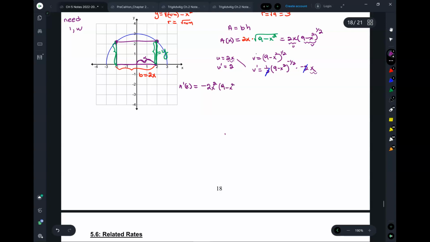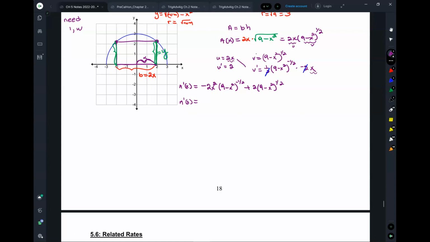9 minus x squared to the negative 1/2 plus 2, 9 minus x squared to the 1/2. Okay, and now look, we have a lot of factoring to do, right? This is why we kept solving all those problems before with all the factoring. So what can we take out of this?